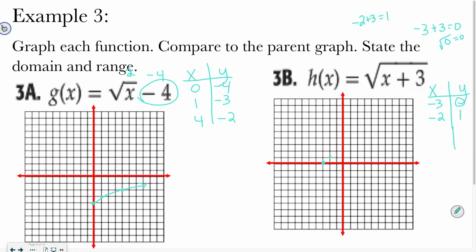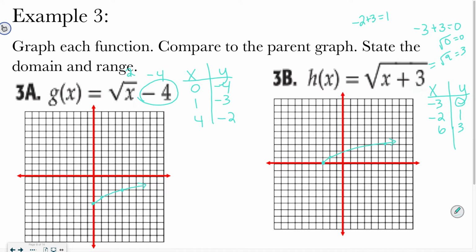And then, let's see, what are some other numbers that I can plug in? What if I plugged a positive 6? 6 plus 3 is 9. So then I have the square root of 9, which is 3. So then I can go all the way over to 6, 3. So that stretches out a lot.